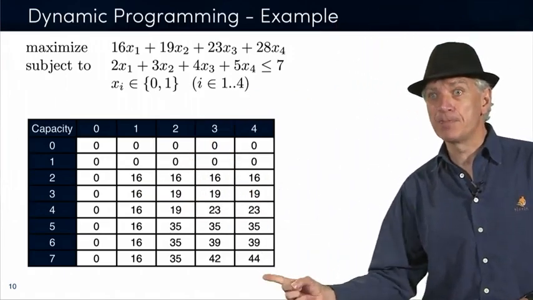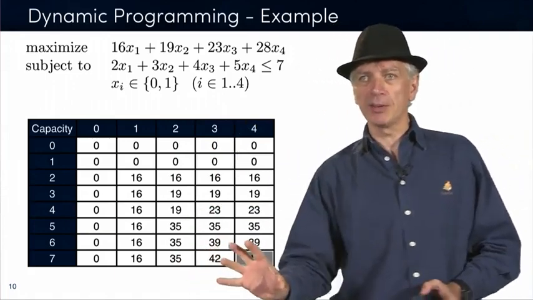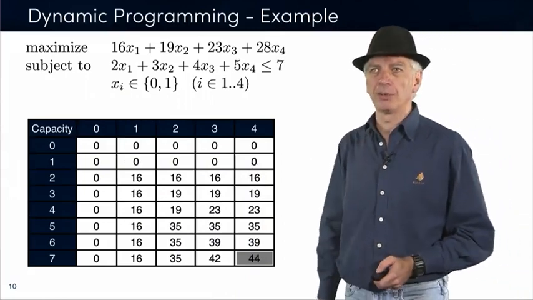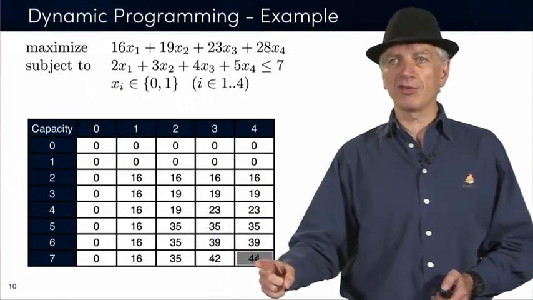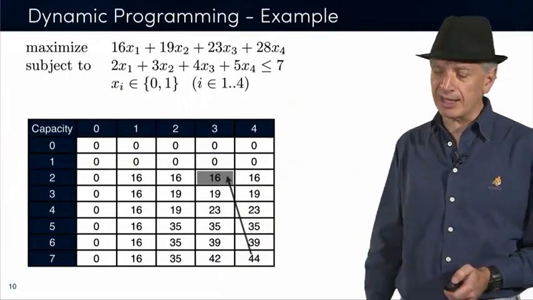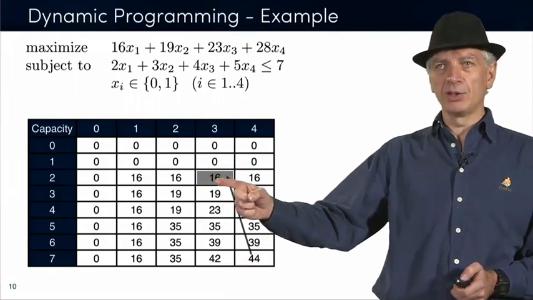Then you see this bottom right corner. That's the optimal value of the knapsack. And that's what I can use to trace back the value of the optimal solution. Look at this one. It has value 44. Is it equal to 42? No. So you know that you selected item 4. So you decrease the capacity by the weight of that particular item. You get to this position.